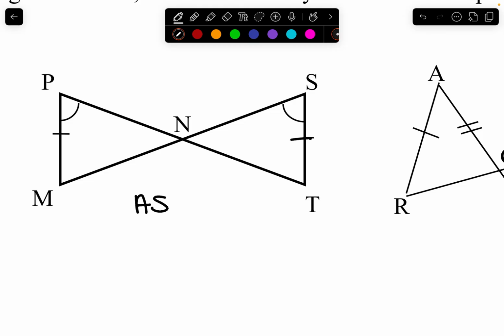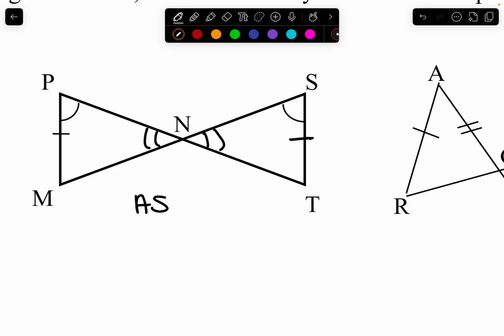I'm not given any information. Ooh, why did this not go all the way through? Weird. Okay. I'm not given any information. Like, it doesn't say given SN is congruent to NM. So because I'm not given any information, I have to look for something that can be true without given information. And for me, that's going to be our vertical angles. So now I have another angle.